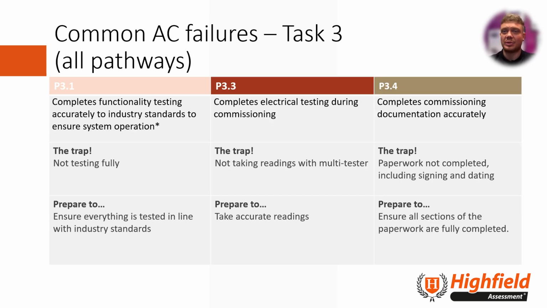And lastly, task 3 across all pathways, where learners are attempting but not achieving full marks. So common areas of fail for this one are P3.1, completes functionality testing accurately to industry standards to ensure system operation. The trap with this one is not completing the testing fully. So in order to prepare, ensure that everything is tested, if it can be tested, in line with the correct industry standards and make sure you understand those readings.